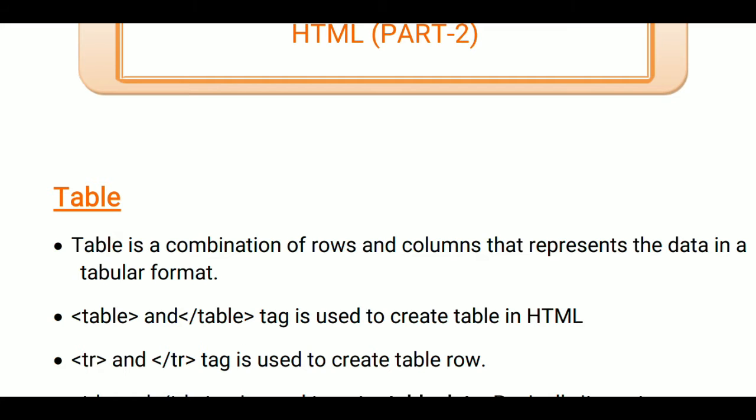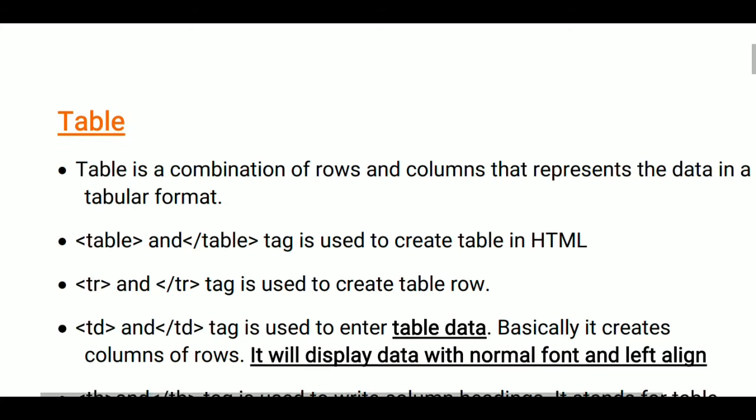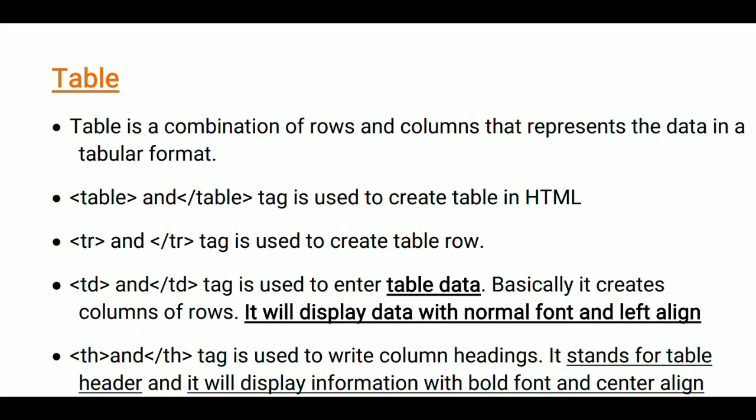Next, how to create columns or cells. The td tag is used to enter table data. So for the creation of a column we have the td tag, and td stands for table data. Basically it creates the columns of the rows. It will display data with a normal font and left align. We have to remember this: the default alignment of the td tag is left align.